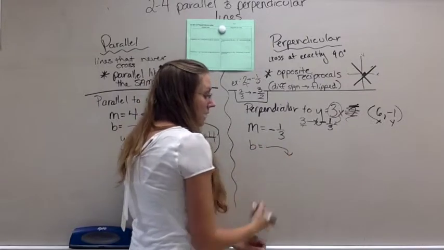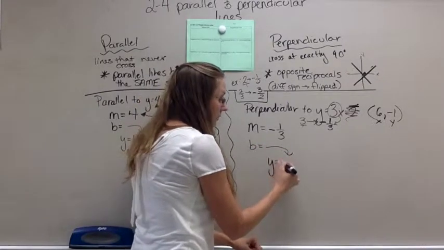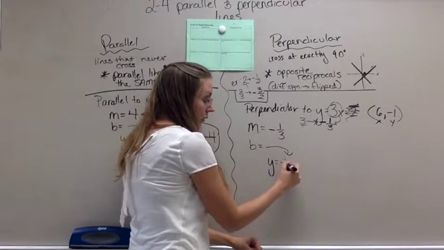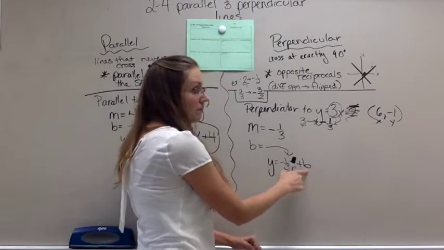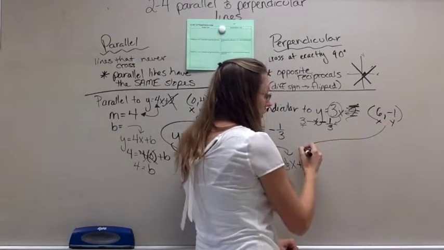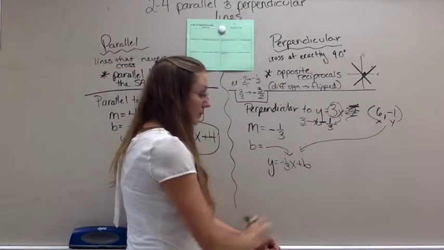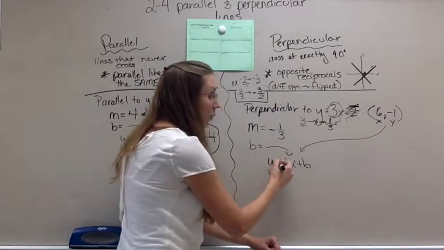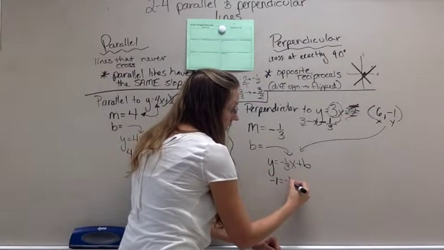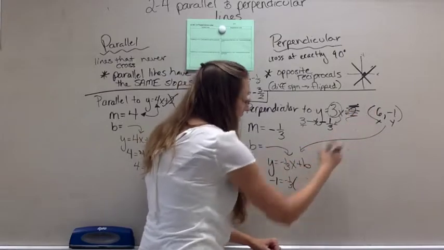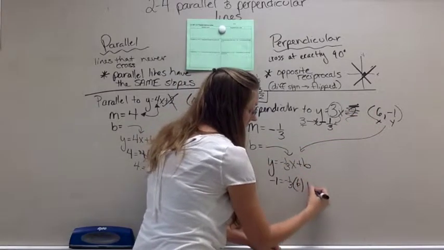To find my b, I'm going to do y equals m, -1/3, x plus b. Again, I don't know b, but I do know an x and I do know a y, so I'm going to plug those in. Instead of y equals, I'm going to have -1 equals -1/3, my x is 6, plus b.